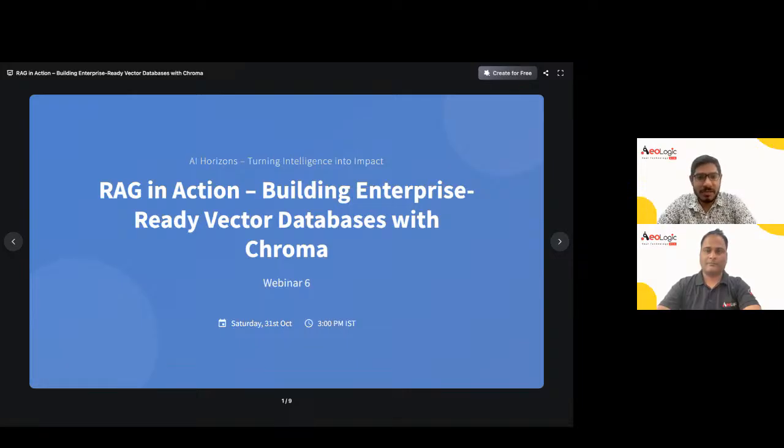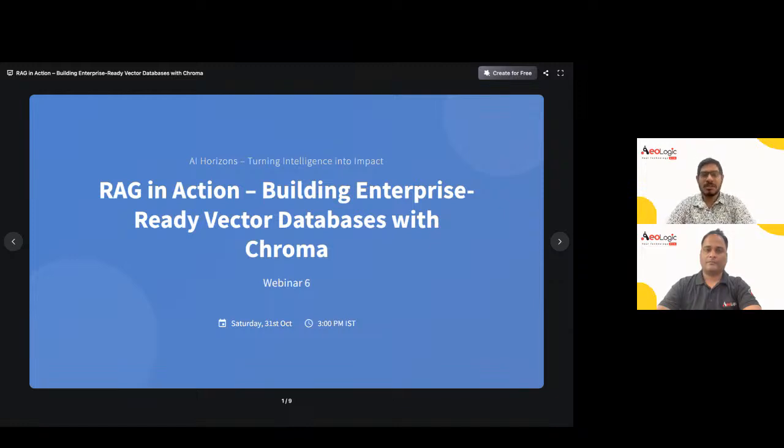And so, that is exactly where RAG, or Retrieval Augmented Generation, comes in. It is the framework behind enterprise-grade AI systems that think with the company's knowledge, securely, accurately, and in real time. Which brings us to today's topic, which is RAG in action: building an enterprise-ready vector database with Chroma.